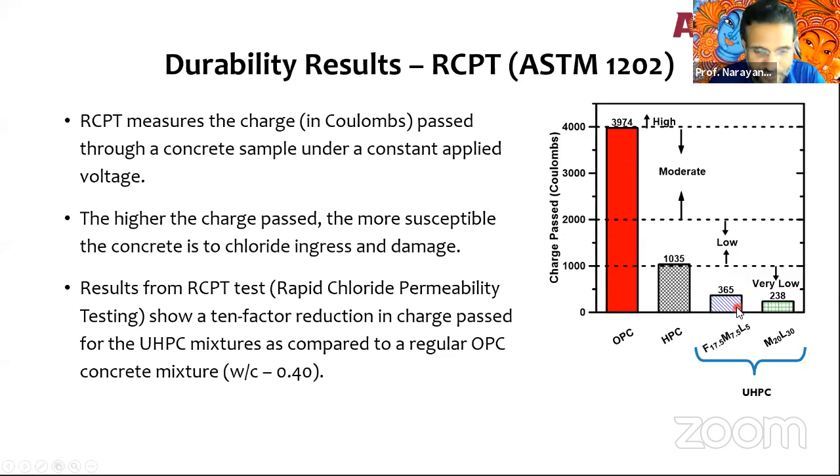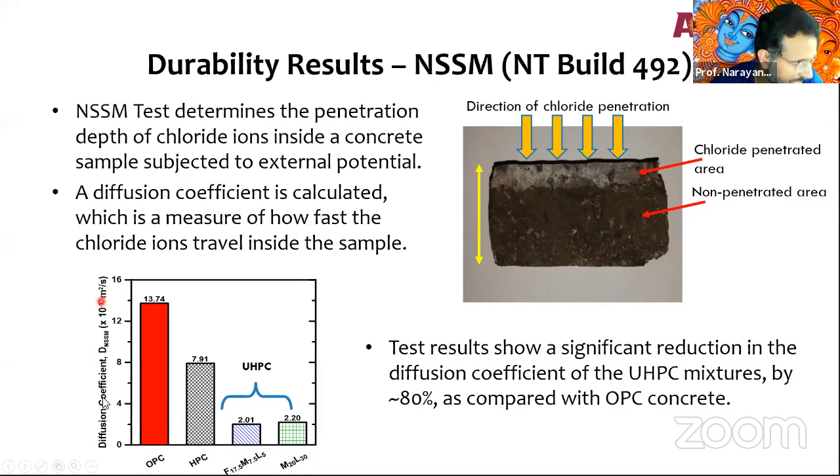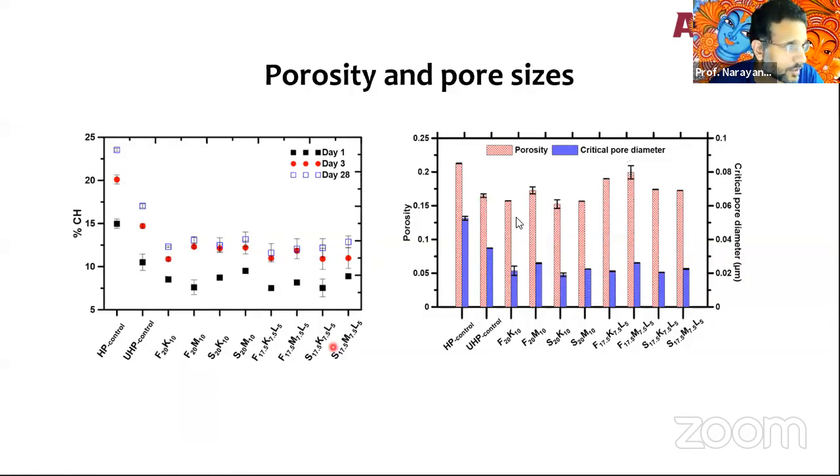Now, I'll be very careful with the use of RCPT. I don't like that test, but it's a standard and people use it a lot. I like the diffusion coefficient test better. And you can see in the diffusion coefficient test also, you are an order of magnitude lower in the diffusion coefficient, non-steady state migration. So chloride migration, chloride permeability, very, very good. The reason for that, obviously, is the microstructure is much more dense. The porosity is lower. So this is mercury intrusion porosimetry.